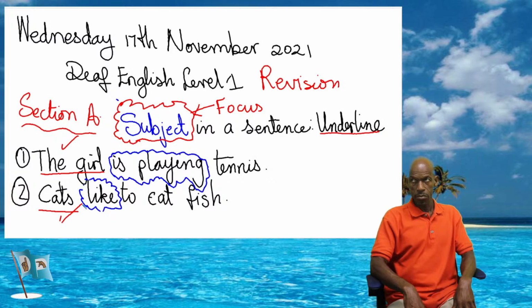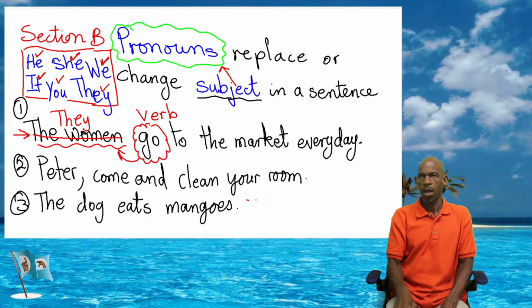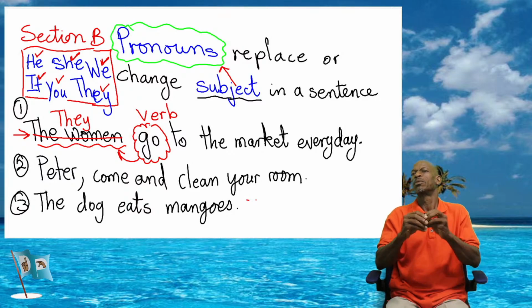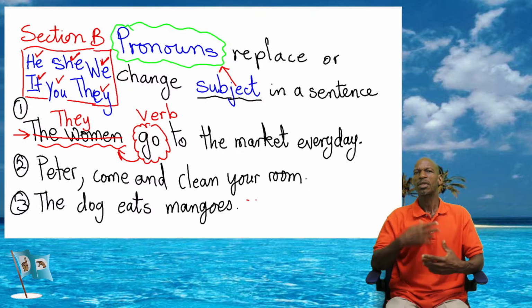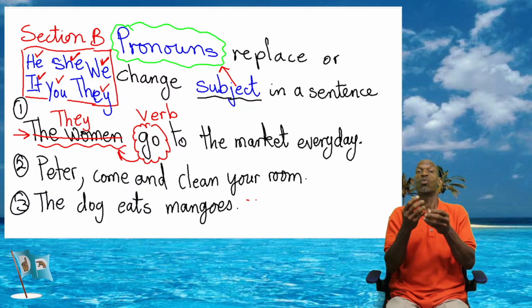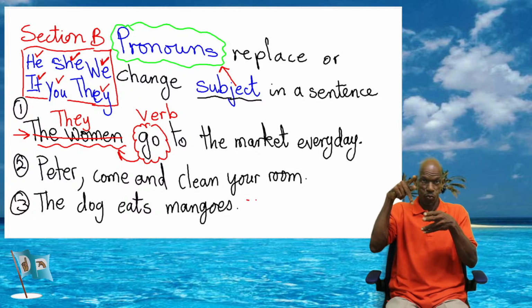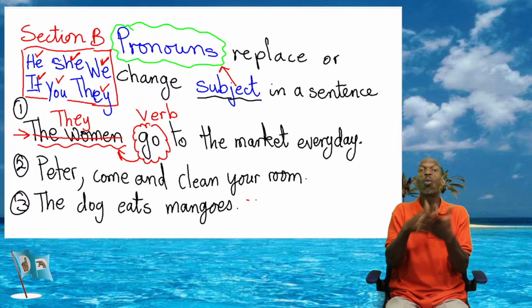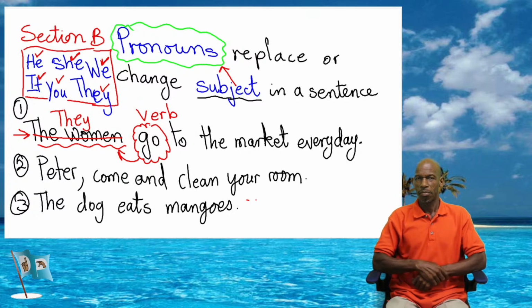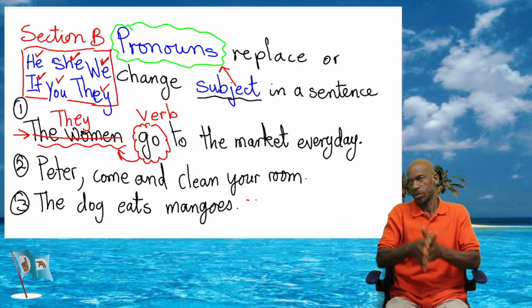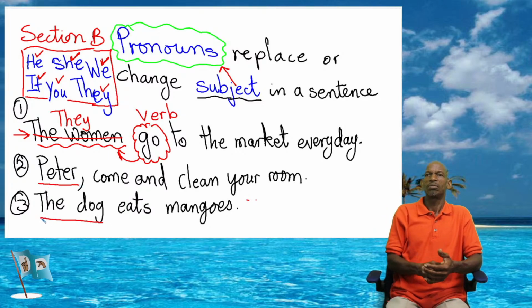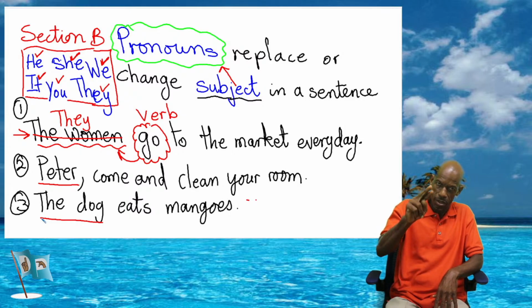So we're going on to section B. I did number one already, so number two. Now you have a sentence, but you want to change the subject into a pronoun. So you have to find the subject first. What is the subject in number two? I didn't give you the subject, but I will actually give you the subject this time. This is the subject. What pronoun are you going to use to replace the subject?